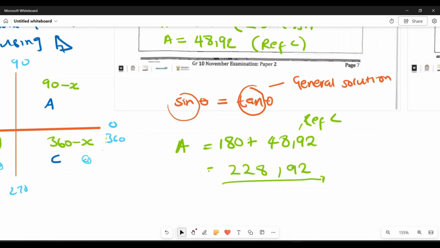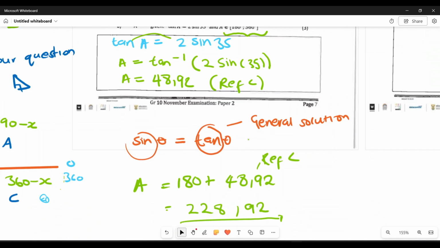And lastly, you need to write down your period. The period for our tan graph is 180. So here you would say plus k times 180, to represent the period of your tan, and k are all values which are real numbers.